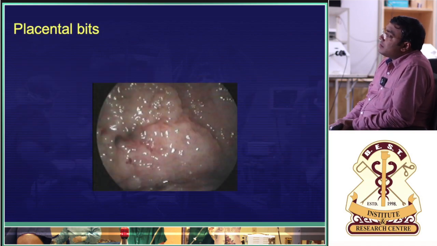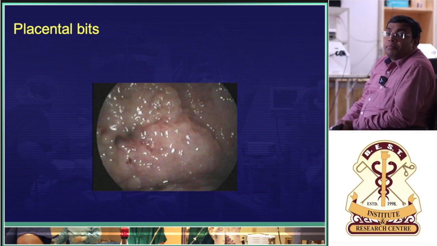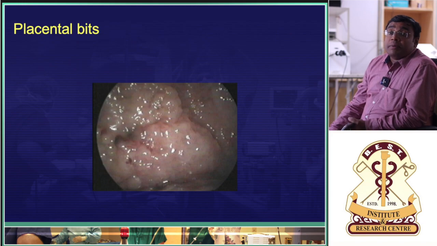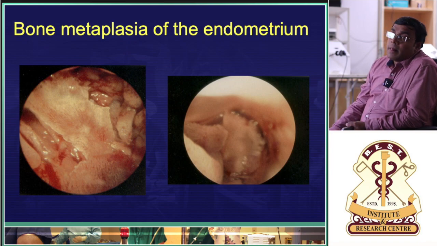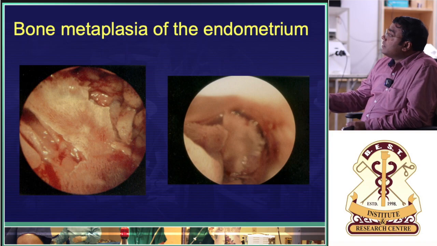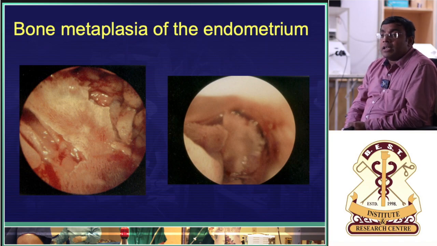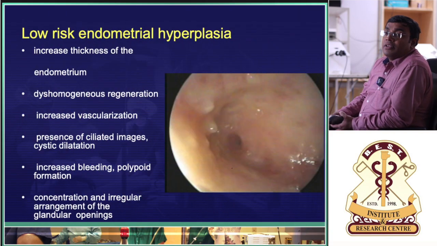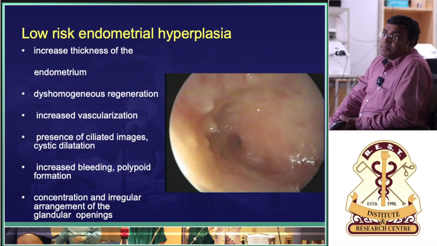What is this? Placental bits. So patients with incomplete abortions, failed MTPs, you can do a hysteroscopy, get an image. So what is this? Bony fragments here, here. It can be de novo metaplasia of the endometrium into calcific or bony metaplasia, or the second one can be second trimester miscarriages, where fetal bones are left behind.